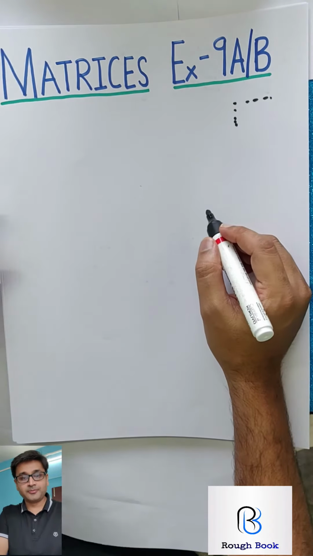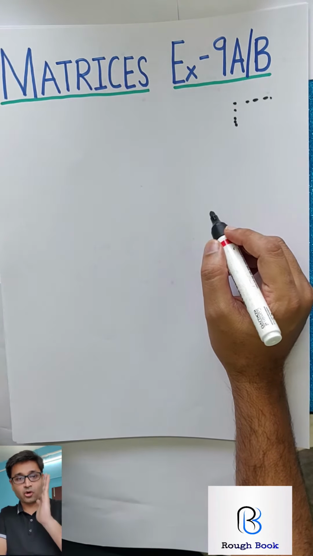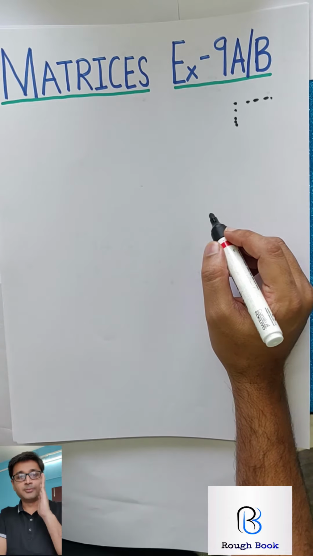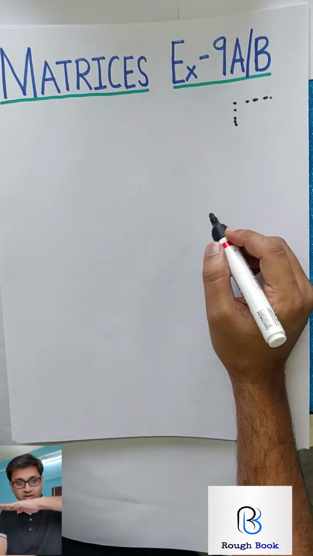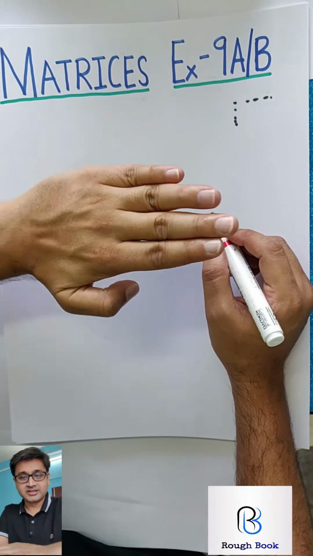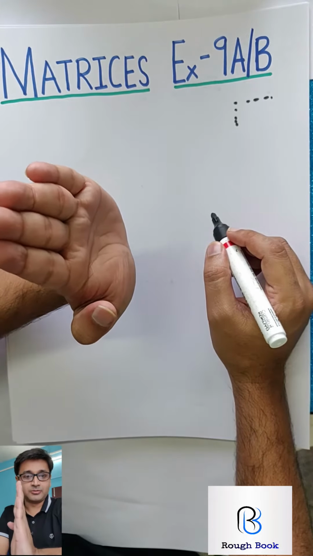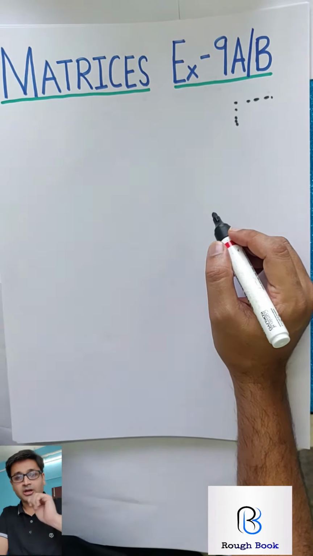How to remember column? In your building, in your house, you have columns as pillars, and pillars are always straight. So column is this and row is this. I repeat, row is this, column is this. Vertical will be the column, horizontal will be the row.